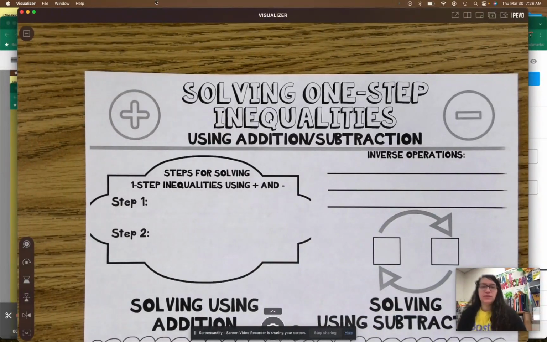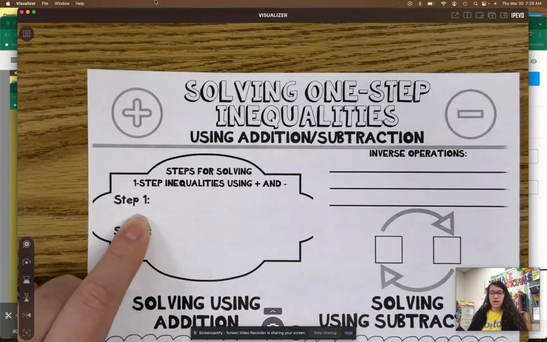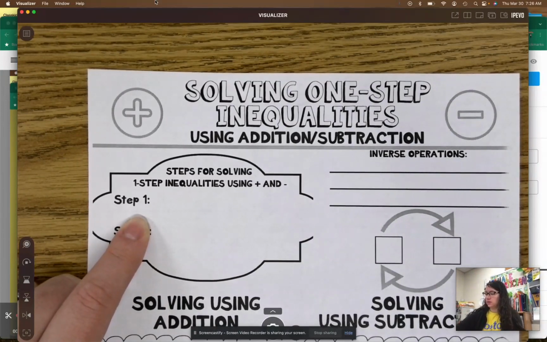Hello, we are going to review solving one-step inequalities today. Remember, there are just two things that you need to do to solve inequalities. Step one, make sure you follow along and write this down.